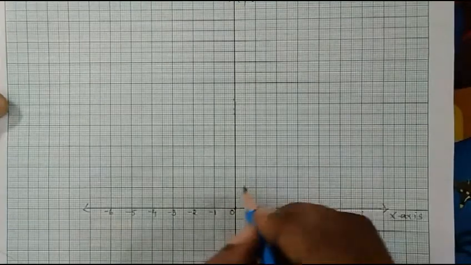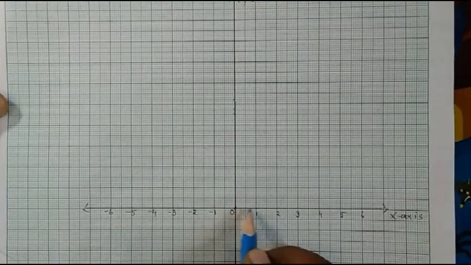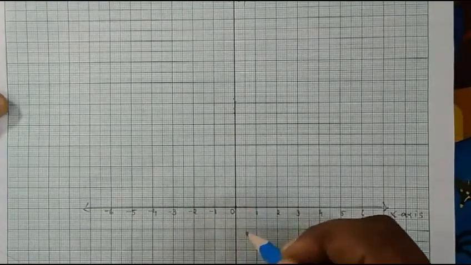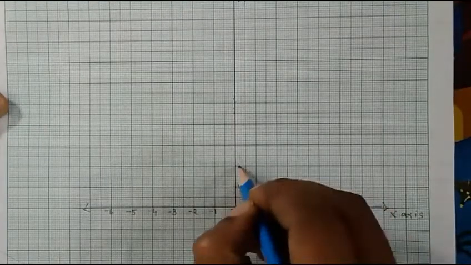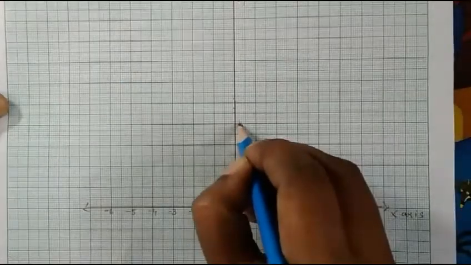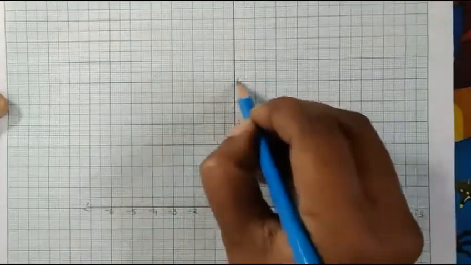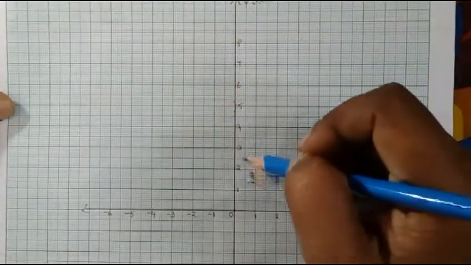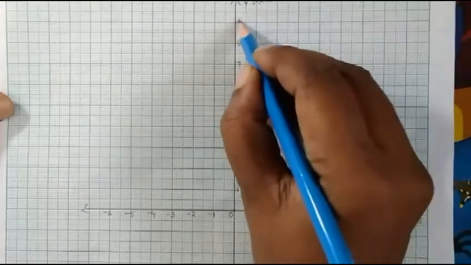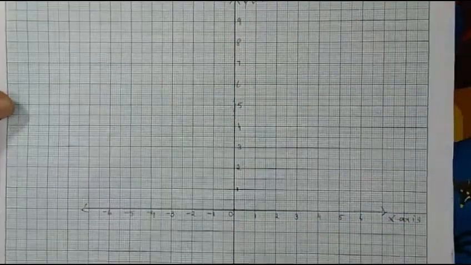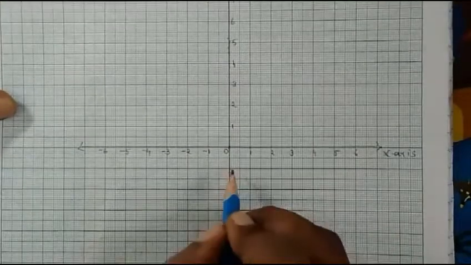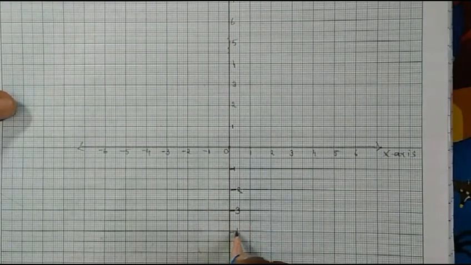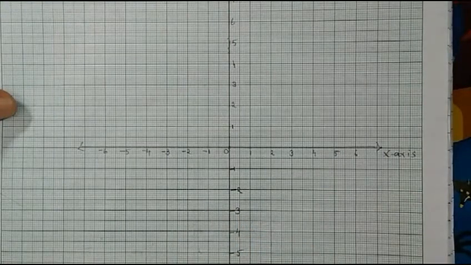Now on top we have to take the same distance. This is 0. From 0 to here how much distance? Same distance here also and here also. So here it will be plus: +1, +2, +3, +4, +5, 6, 7, 8, 9. In the same way here also we have to take, this will be -1, -2, -3, -4 and -5.